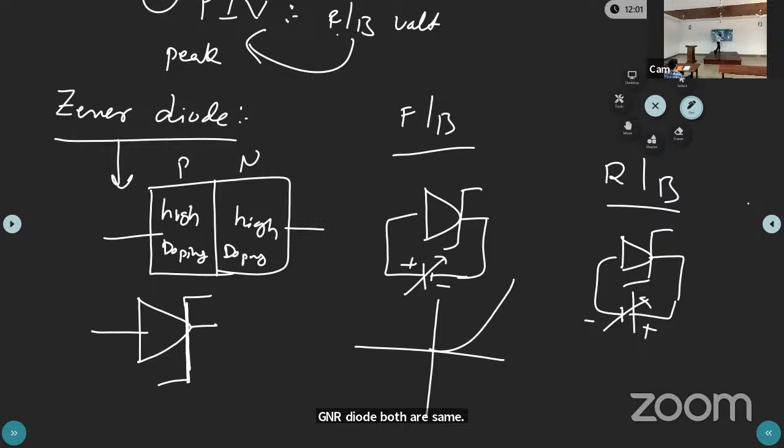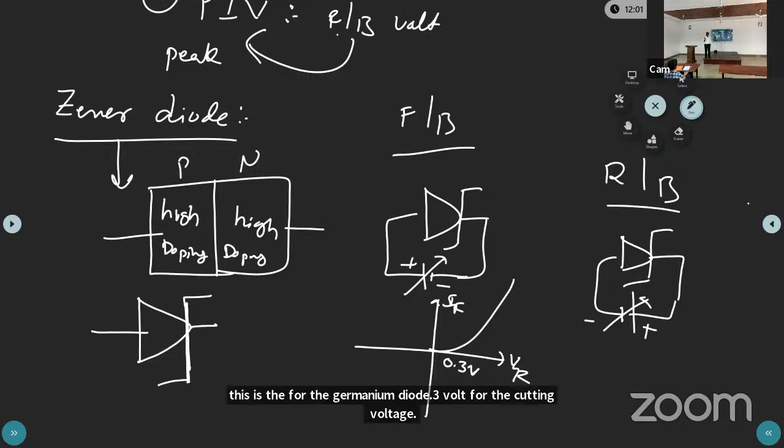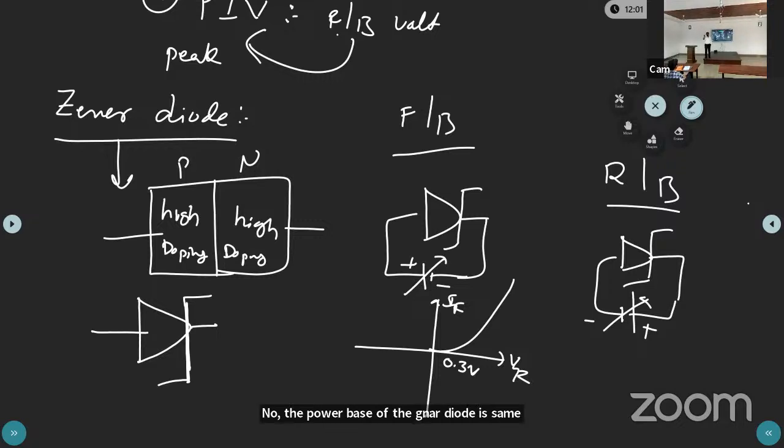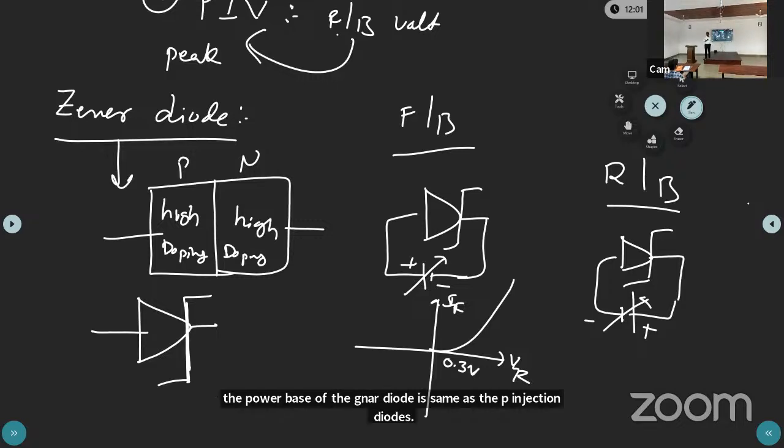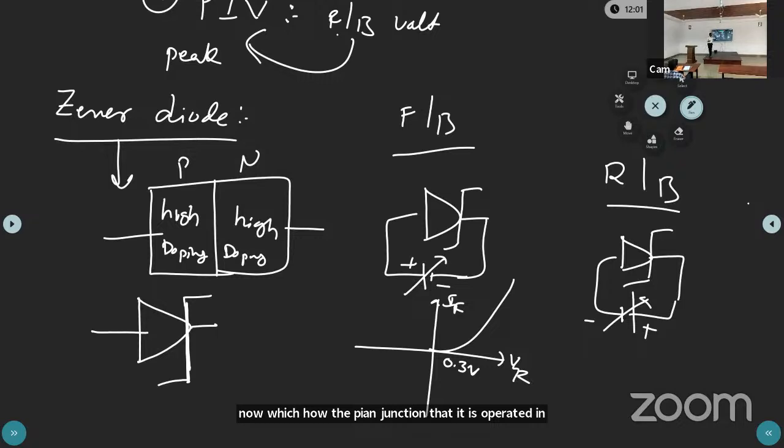Here, the forward current and forward voltage are the same. This is for the germanium diode, 0.3 volt for the cut-in voltage. Now listen. The forward bias of the GNR diode is the same as the PN junction diode. The same way the PN junction diode operates in forward bias, it can operate.